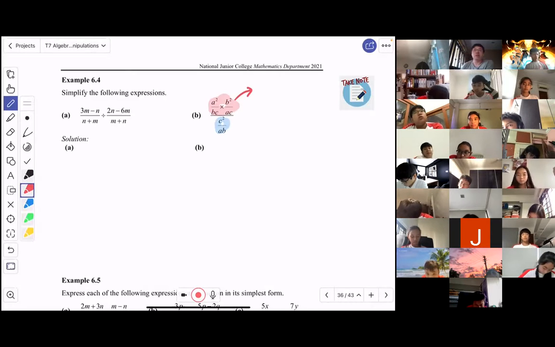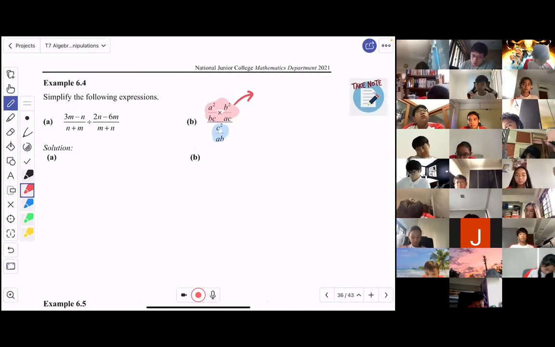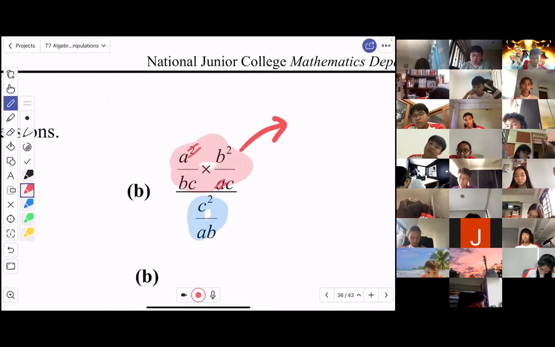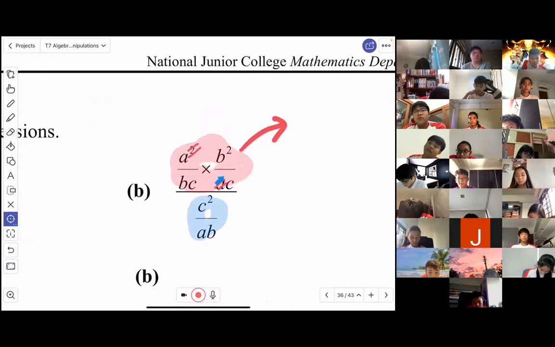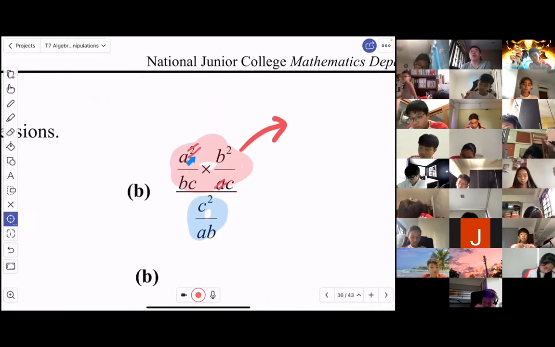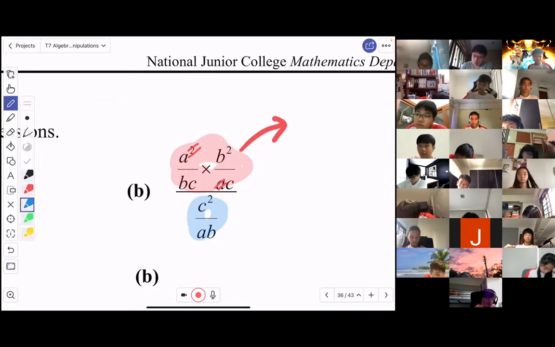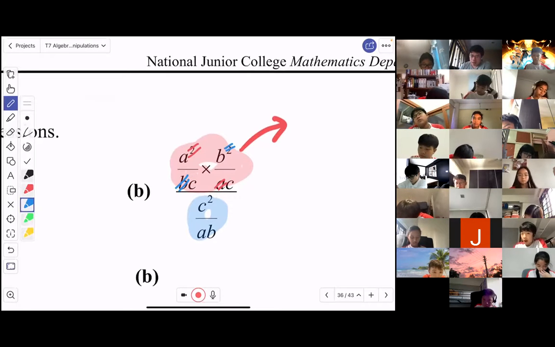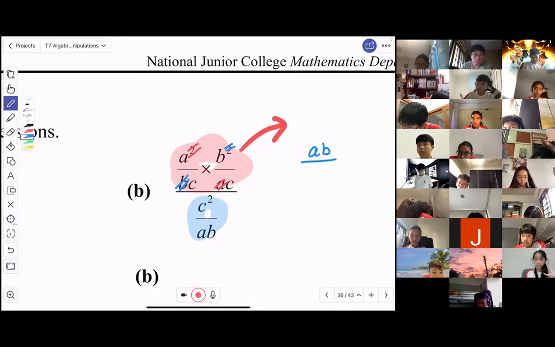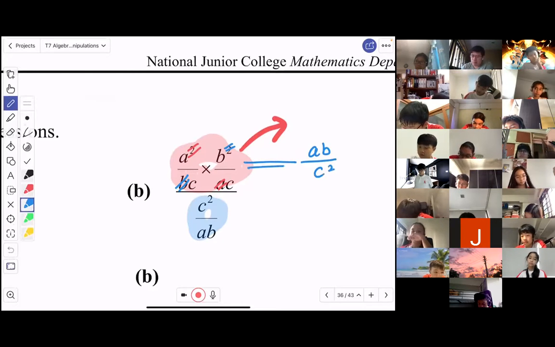From here, top and bottom cancel out 1a. I can divide by a at the top and the bottom, because this is one gigantic numerator and this is one gigantic denominator. Remember, this is not cross multiply. When you do multiplication of fractions, top goes with top, bottom goes with bottom. Next, b square cancels out one term as well. Then I have ab at the top, and in the denominator I have c and c, so a c square. So this is my numerator.